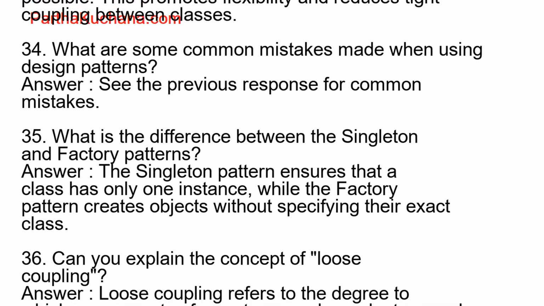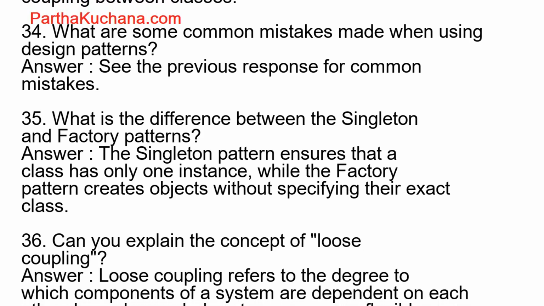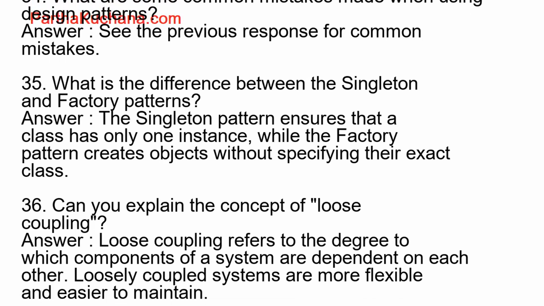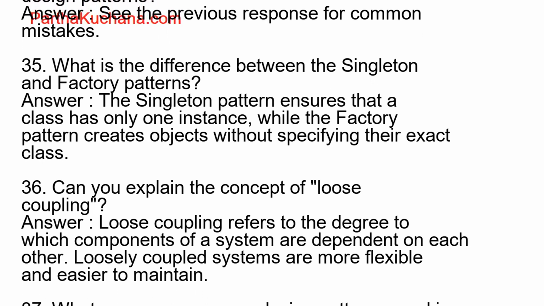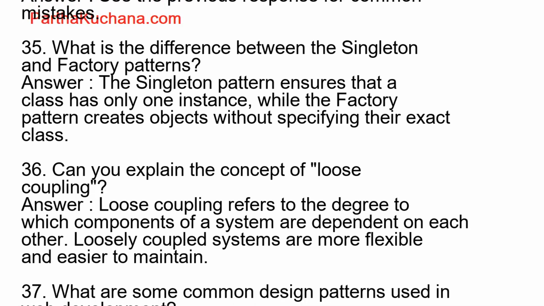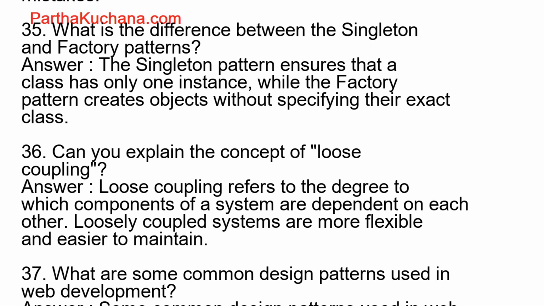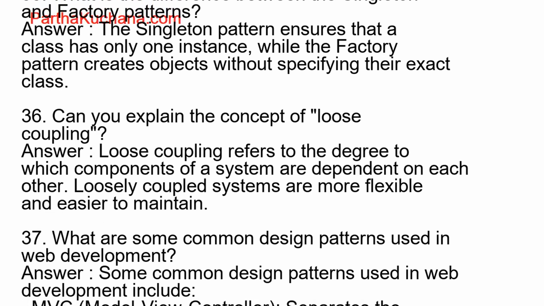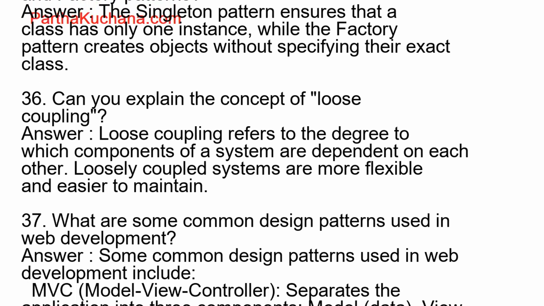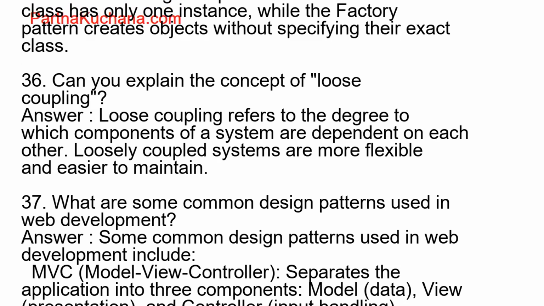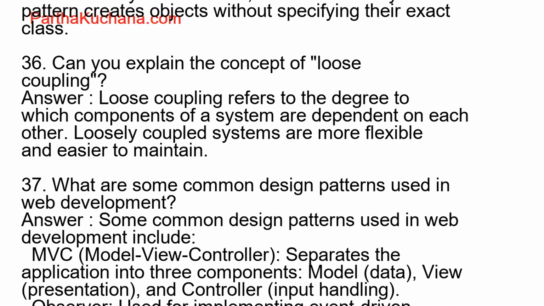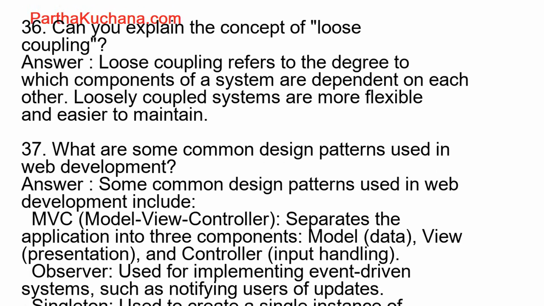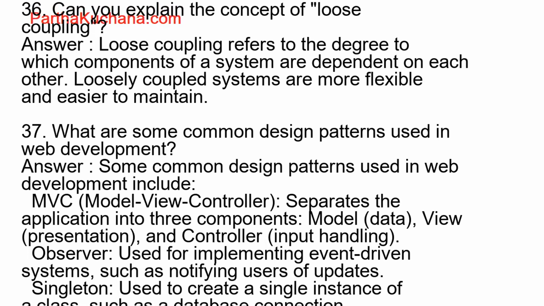37. What are some common design patterns used in web development? Answer. Some common design patterns used in web development include MVC, Model View Controller, which separates the application into 3 components: model, data, view, presentation, and controller, input handling. Observer, used for implementing event-driven systems, such as notifying users of updates. Singleton, used to create a single instance of a class, such as a database connection. Factory, used to create different types of objects, such as different types of users or products.